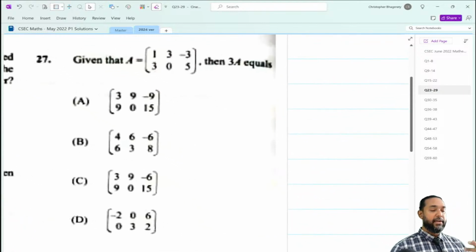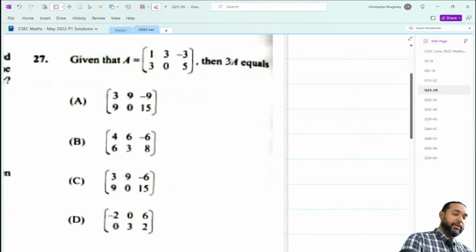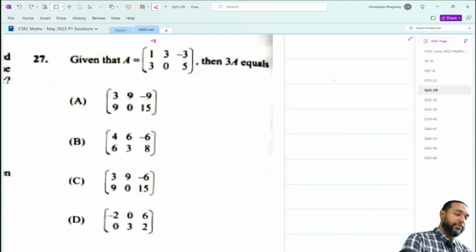All right, let's go up to the next slide and see if things are a little clearer. Okay, given that A is equal to that, then 3A. So all we're doing is scalar multiplication. So you're scaling each of these up by 3. You're multiplying it by 3. So you'll get 3, 9, minus 9, 9, 0, and 15. And that's option A.